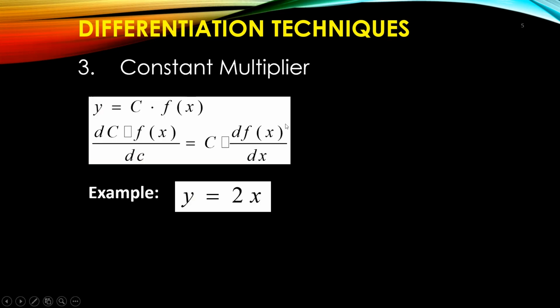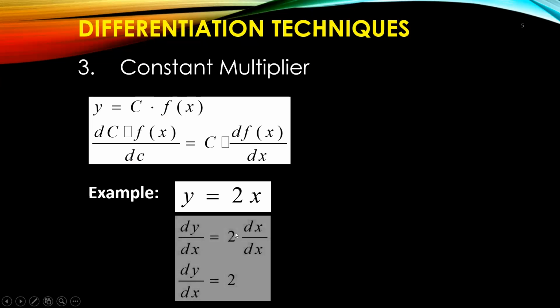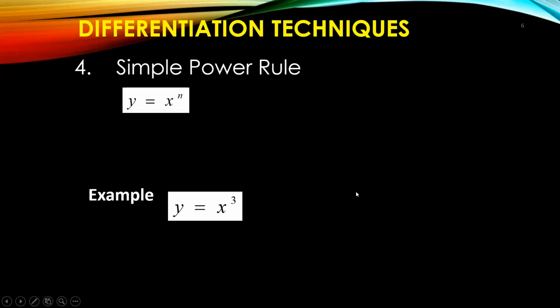Next, a constant multiplier. For example, this one. Any constant multiplier that you don't need, you can bring it out and then apply the differentiation formula. In this case, I don't need the 2. I bring out the 2, and I'm left with x. So I'm left with the derivative of x with respect to x, which is simply equal to 2.